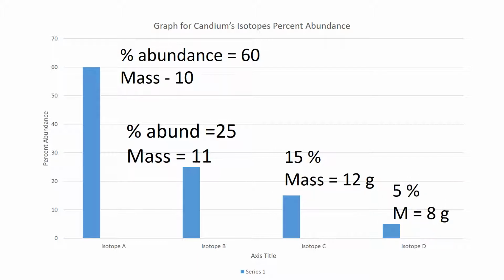Now, you can see the percent abundance doesn't really depend upon the mass. It could vary. It's not going to be linear necessarily. It kind of depends upon the isotope itself.